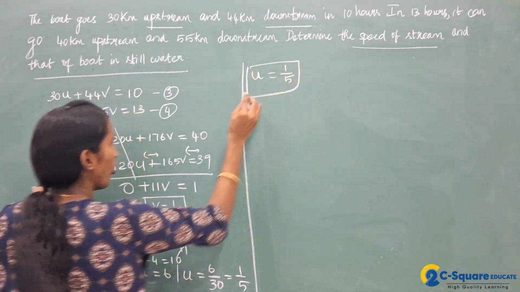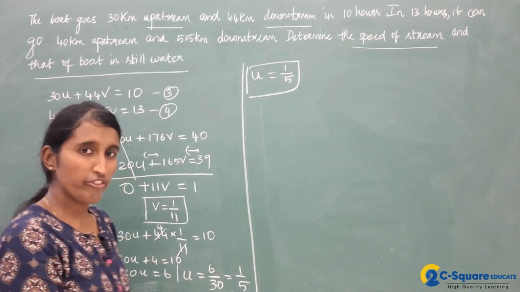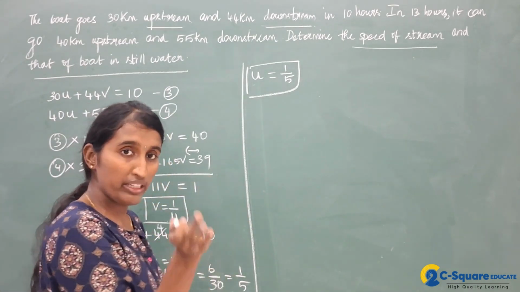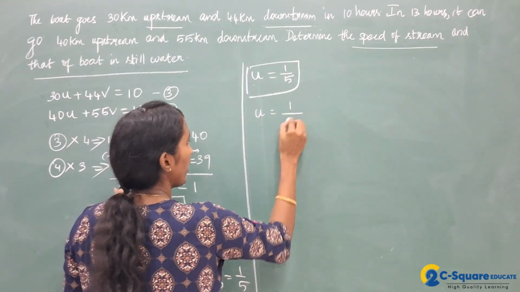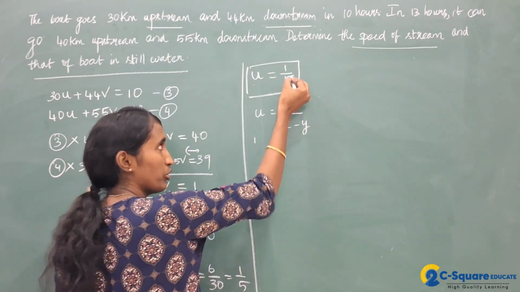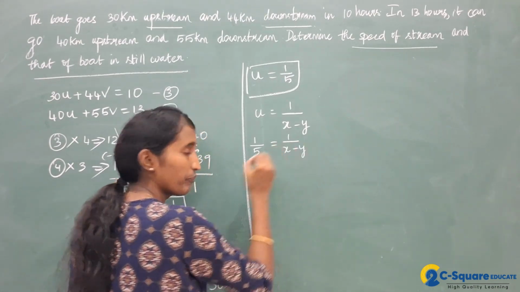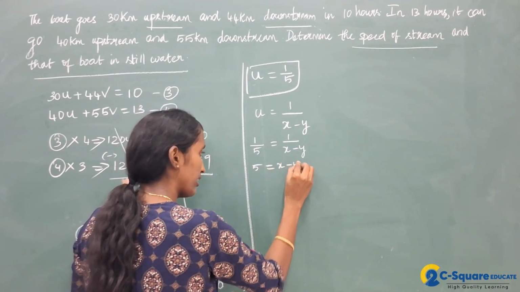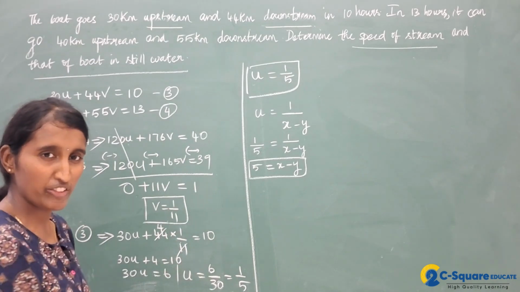So we got v as 1 by 11 and u as 1 by 5. What do you have to find? We need to find what x and y are, right? What is the relation between u, v and x, y? u is equal to 1 by x minus y. So I am going to substitute here 1 by 5 equal to 1 by x minus y. Taking the reciprocal, 5 equal to x minus y. So this is one linear equation we have got.